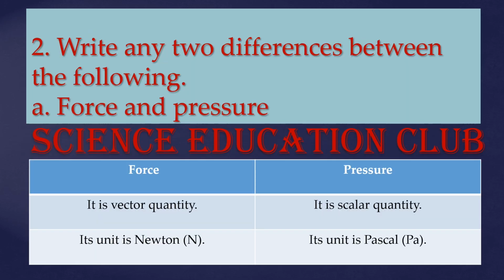Write any two differences between the following: force and pressure. Force, it is vector quantity. Pressure, it is scalar quantity. Force, its unit is Newton. Pressure, its unit is Pascal.